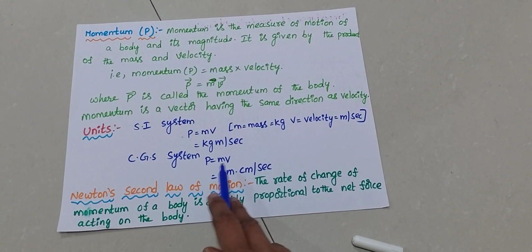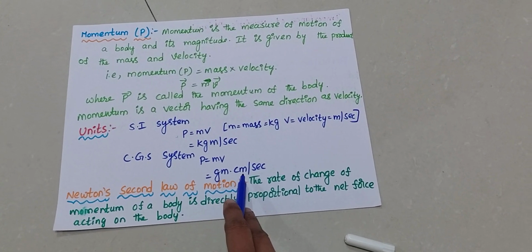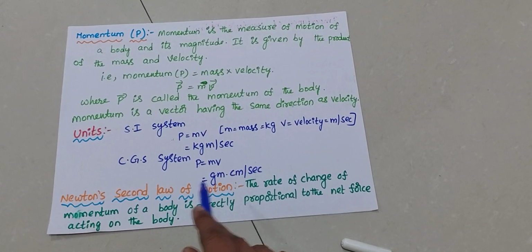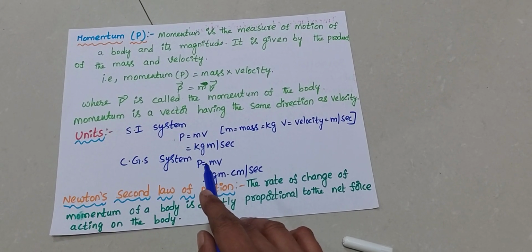In the CGS system, P is equal to mv, and the unit is gram centimeter per second. Okay, this is a very important parameter.